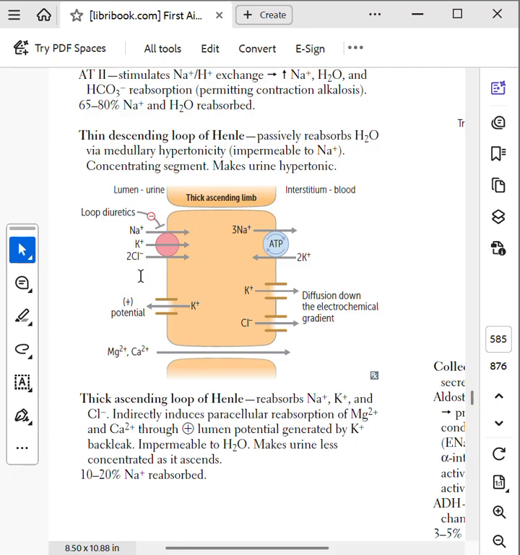This entire thick ascending limb is impermeable to water, and this makes the urine less concentrated as it ascends because it's impermeable to water.